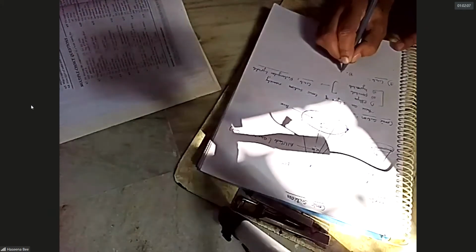Write down the definition. When the cutting plane is perpendicular to the axis of the cone, that is, theta is equal to 90 degrees, the curve of intersection obtained is a circle.